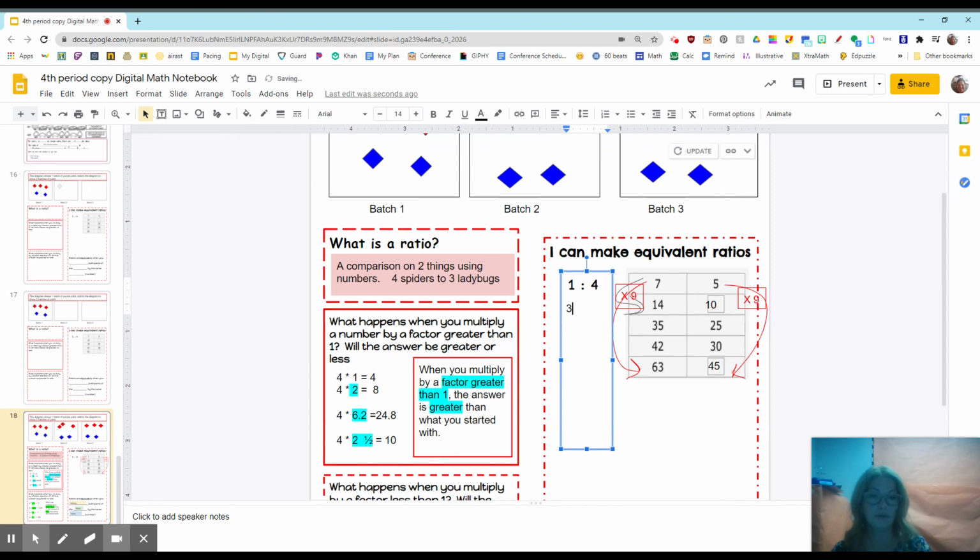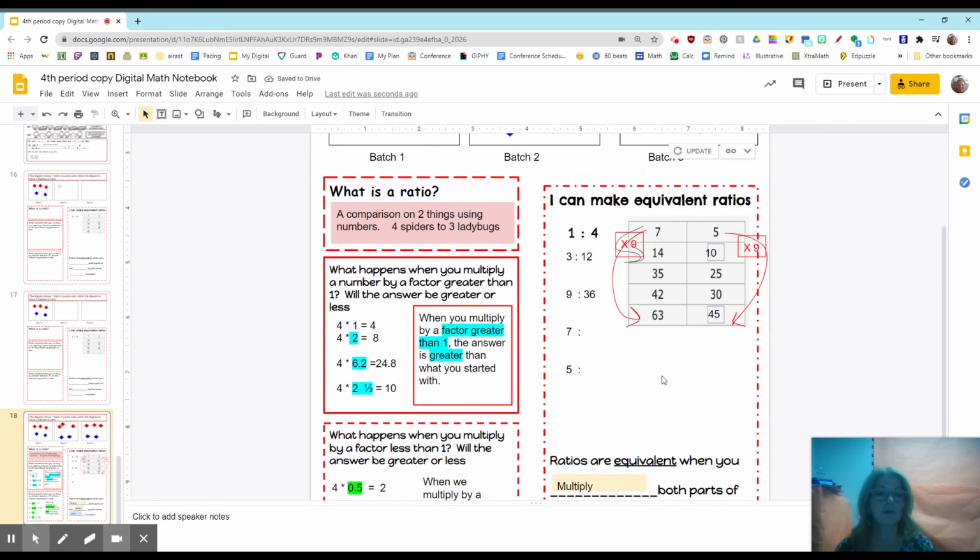I can do a 3. So if 1 times 3 is 3, 4 times 3 is 12. I could do a 9. 1 times 9 is 9. 4 times 9 is 36. Let's make this a 7. Let's make this a 5. And you fill in the rest of the numbers. Remember, you can pause the video, you can go back, and you can always check with my master.